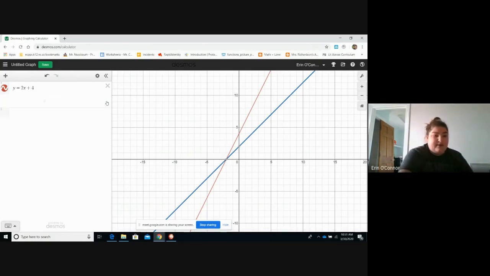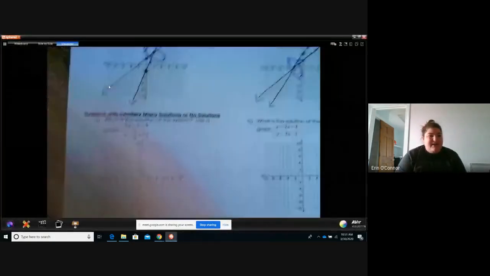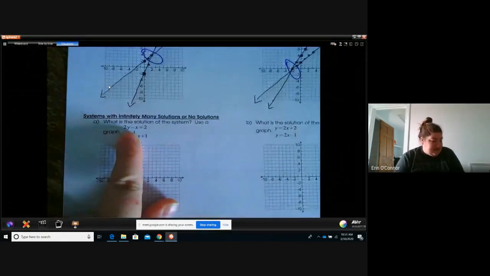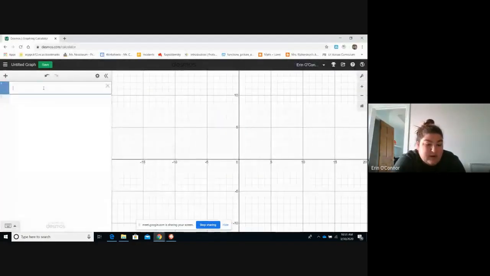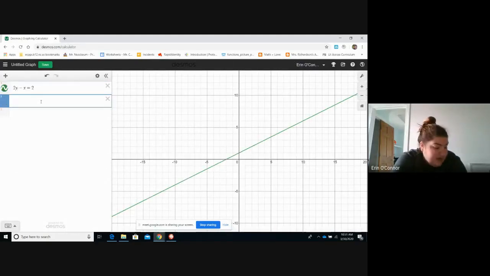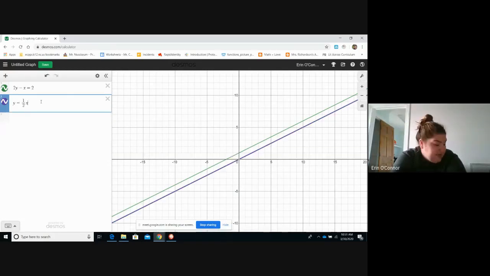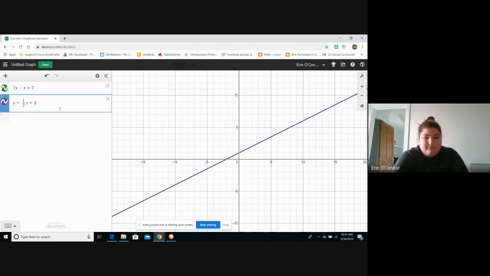All right, for the next one, we're going to do this whole one in Desmos because it's very easy to do it in Desmos when it's not solved for y. Let's look at what this looks like. So we have 2y minus x equals 2, and then we also have y equals 1/2 x plus 1. And as you can see, I only have one line on here. If I turn off the purple line, I can see the green line. There's only one line on here.